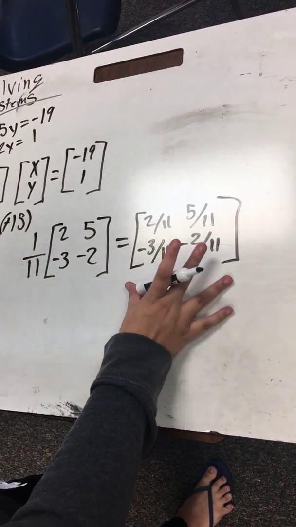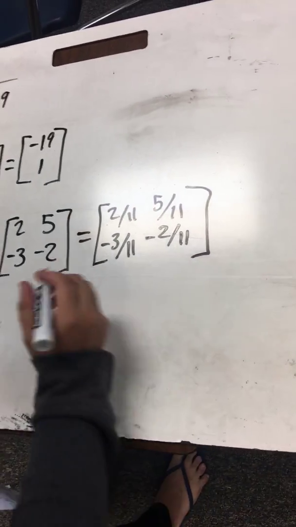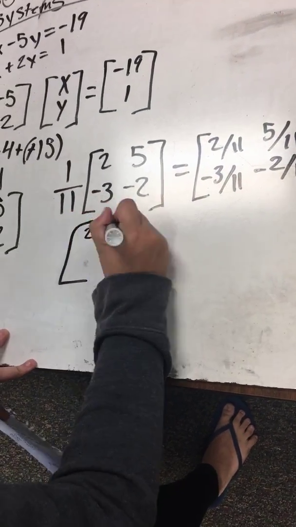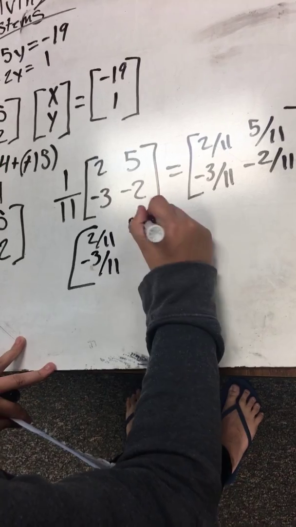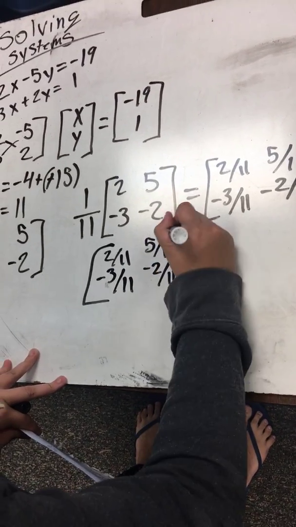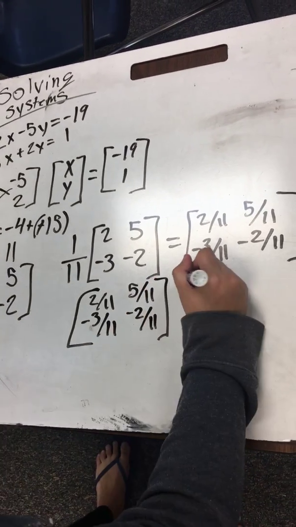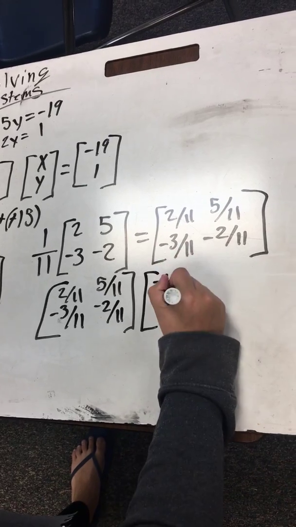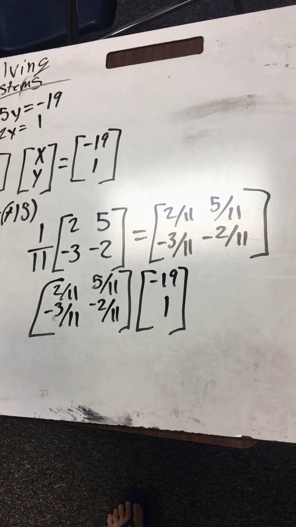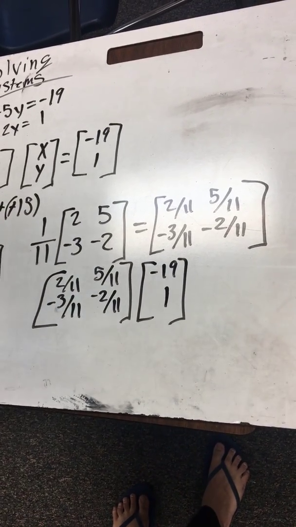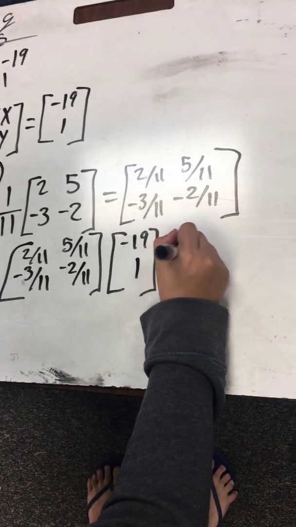So taking your inverse and your matrix of constants, you can create a problem. So it will be 2/11, negative 3/11, 5/11, negative 2/11. Always make sure that your inverse comes first and your constants come second. So if you need to, you can use a calculator, but for now, we're just going to use mental math.